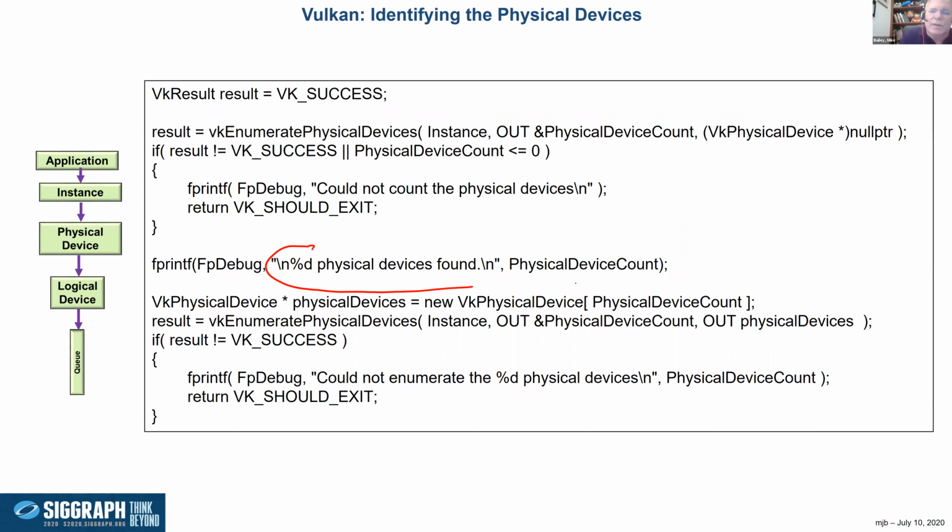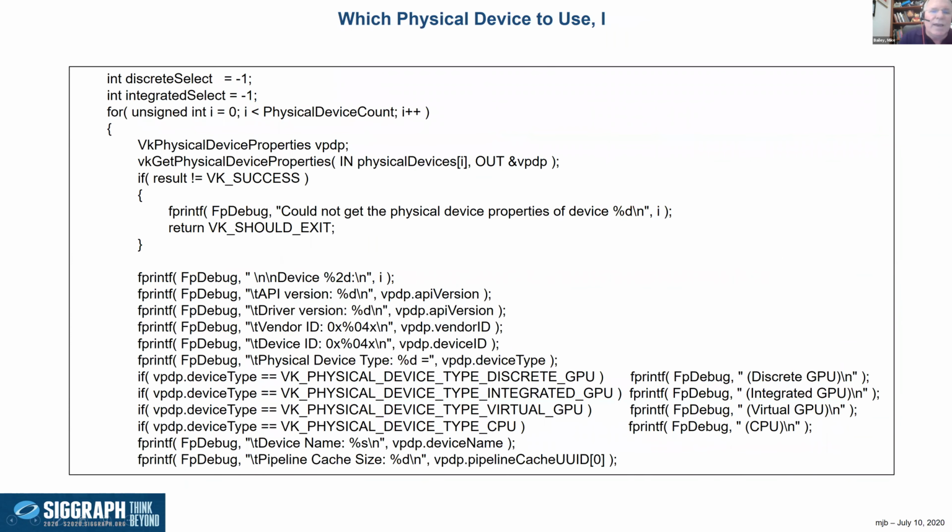It prints out the number of physical devices that it found, and it goes and gets physical device properties. And the code doesn't really make any effort to determine which one you want it to use, but it does make an effort to print them out so you can see what you've got. And you can see some of the characteristics.